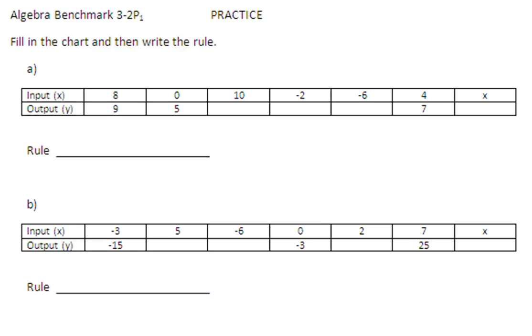All right, Algebra Benchmark 3.2. We're going to go from a table and try to figure out the rule. It's kind of handy if you look at both these problems. It's handy to have a 0 in the x spot. That gives us a hint at the pattern.